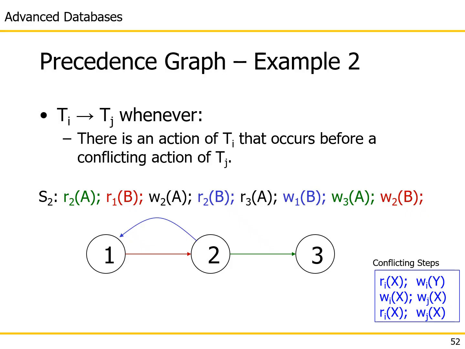And since we found a cycle, this schedule cannot be conflict equivalent to any serial schedule. Why? Because according to the logic here, the effect of this schedule would produce a result that is exactly T1 followed by T2 followed by T3, and as well T1 followed by T2 followed by T1 followed by T2 followed by T3, which is impossible. It cannot be both.